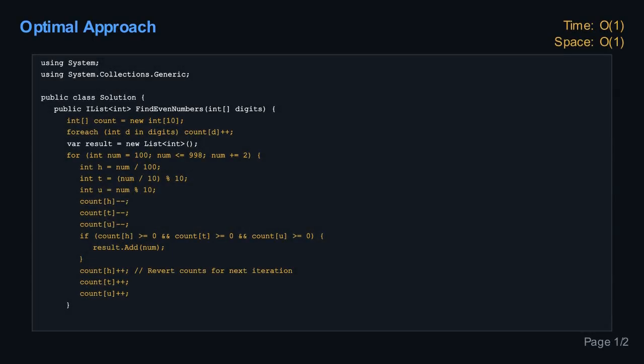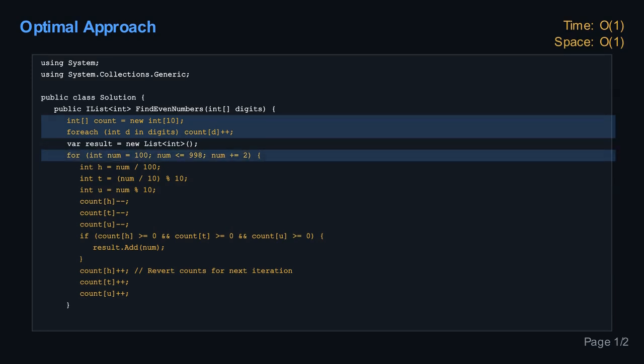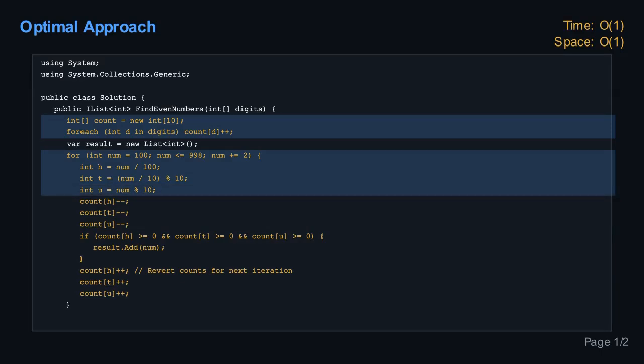The key insight for optimization lies in the constraints. We only care about three-digit even numbers, which range from 100 to 998. This is a small, fixed range. Instead of generating permutations, we can iterate through all possible three-digit even numbers directly. For each potential number, we then check if we have the necessary digits available in our input array.